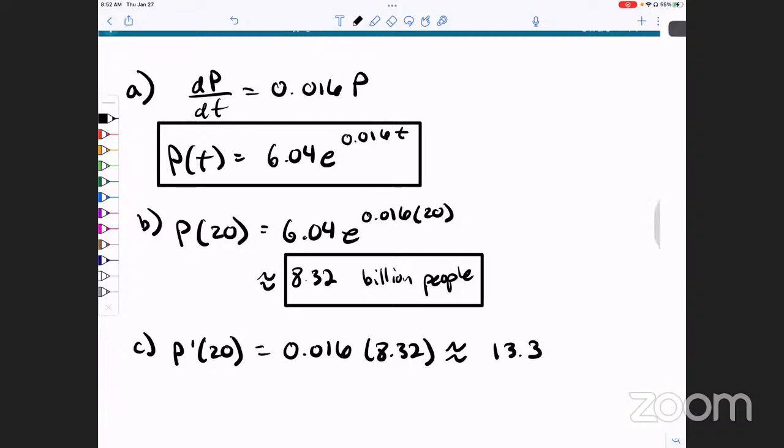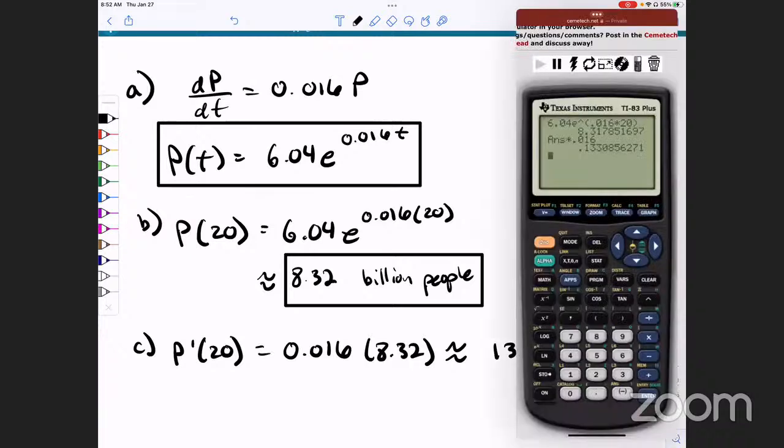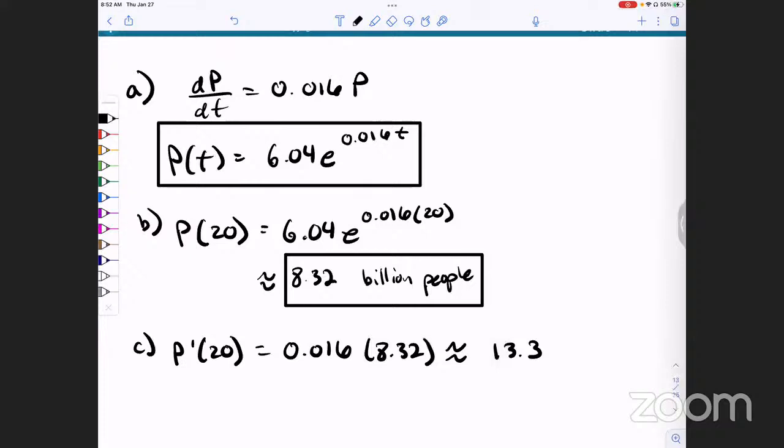13.3. Let me look it up one time. Is that billion? Billion people per year. So 0.133 billion people per year. Because at first I was thinking percent.